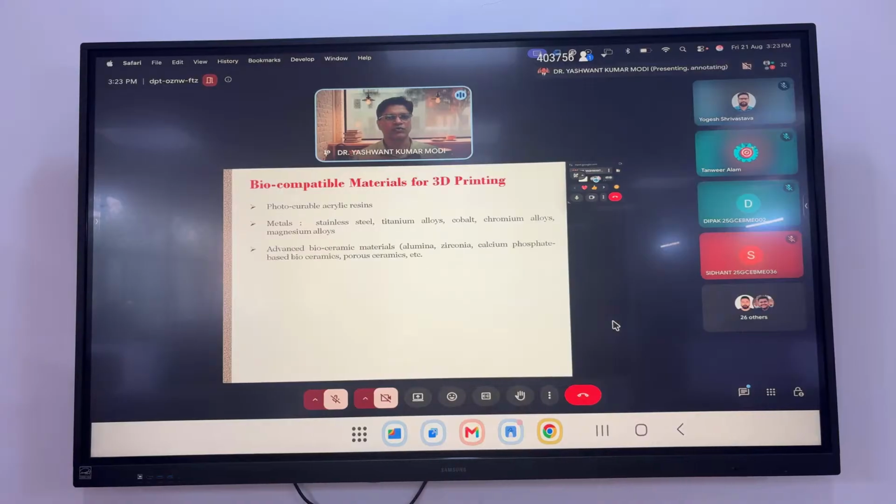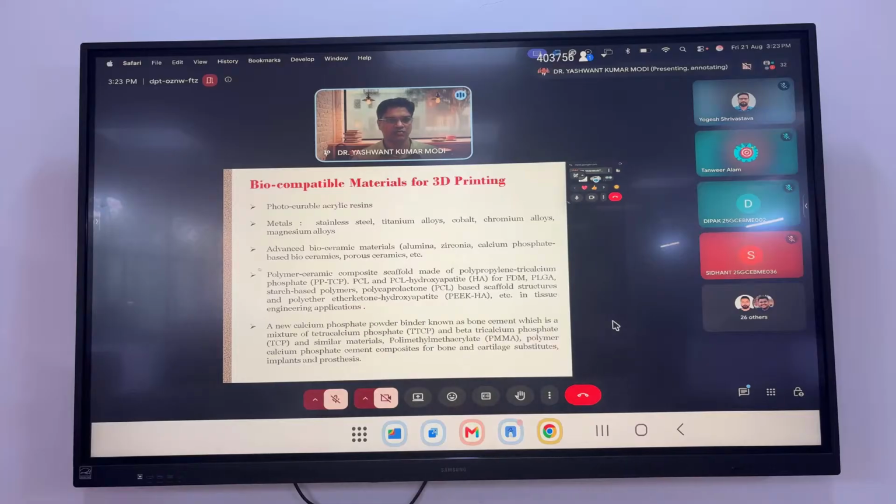Then there are some biocompatible materials. There are so many biocompatible materials ranging from polymers to metals, like stainless steel, titanium alloy, cobalt-chromium alloy, and magnesium alloy. These are all biocompatible and suitable for additive manufacturing processes.